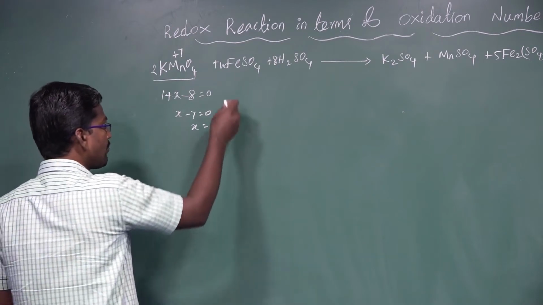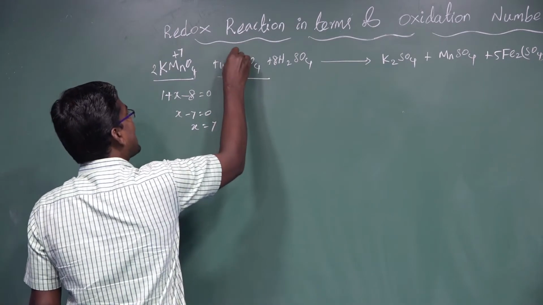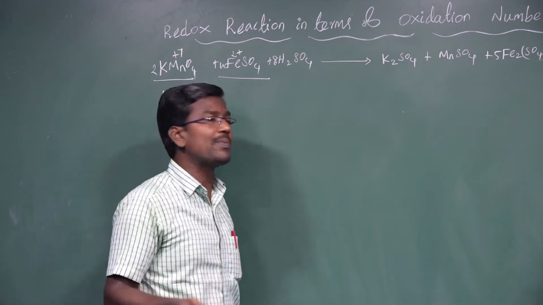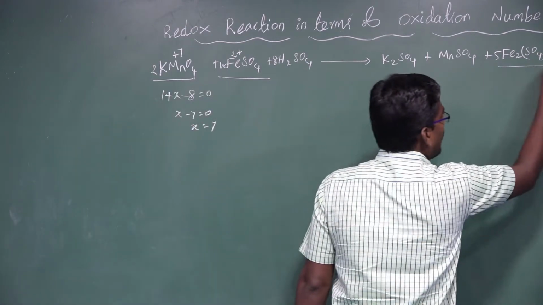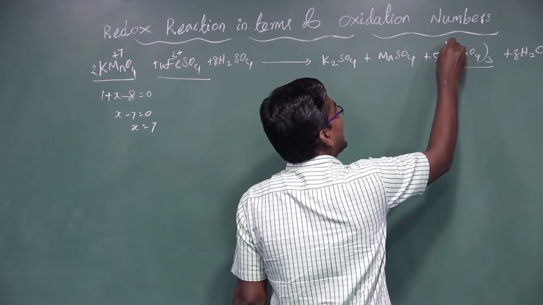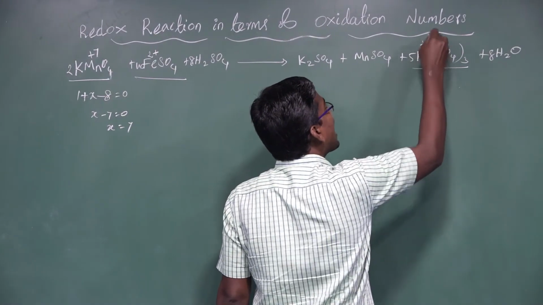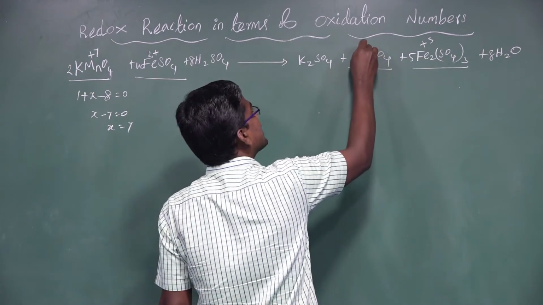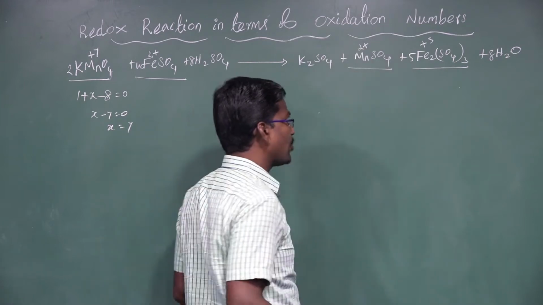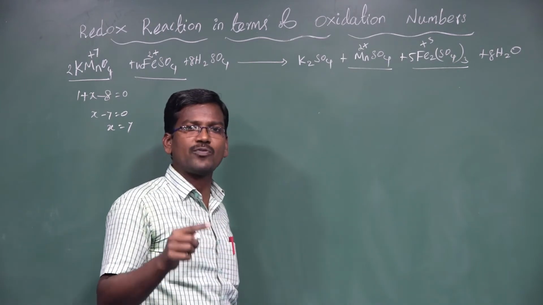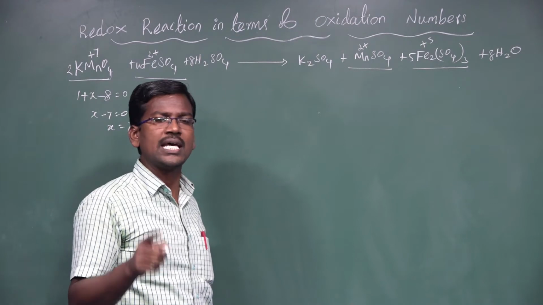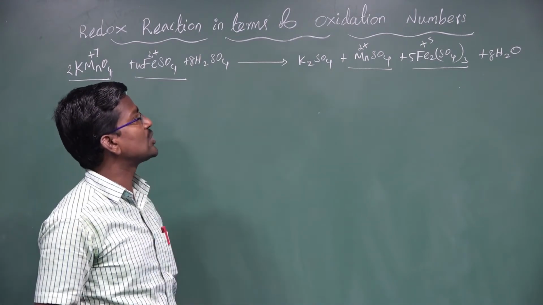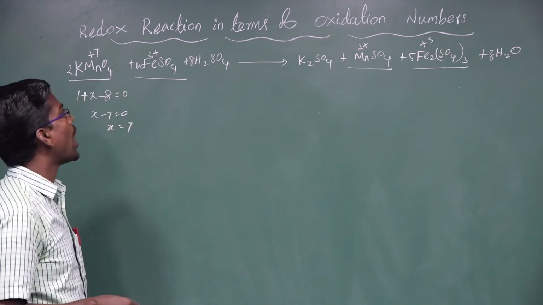Next, ferrous sulfate contains iron exhibiting the plus 2 oxidation state, because ferrous means 2 plus and ferric means 3 plus. In ferric sulfate, iron exhibits the plus 3 oxidation state. Manganese sulfate contains manganese exhibiting the plus 2 oxidation state, because manganese sulfate dissociates to form manganese 2 plus and SO4 2 minus ions.